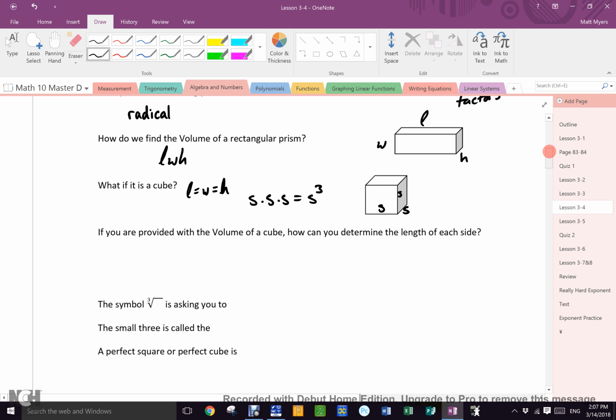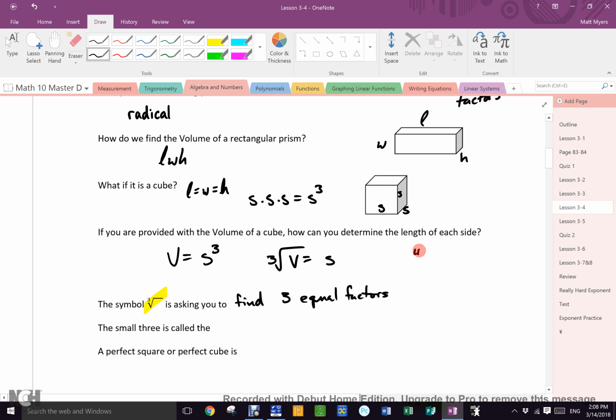Alright, so if you know the volume of something, that equals S cubed. Now, you guys are smart. If S squared, we were looking for a square root, what must we be looking for with a 3? Right, a cube root of volume equals S. So it's the same symbol, but now it's asking me to find how many? 3 equal factors.